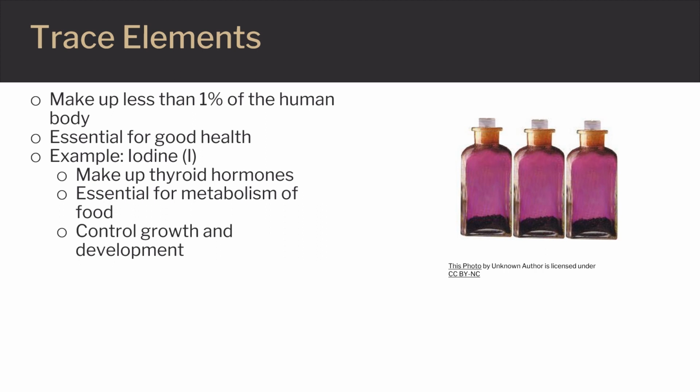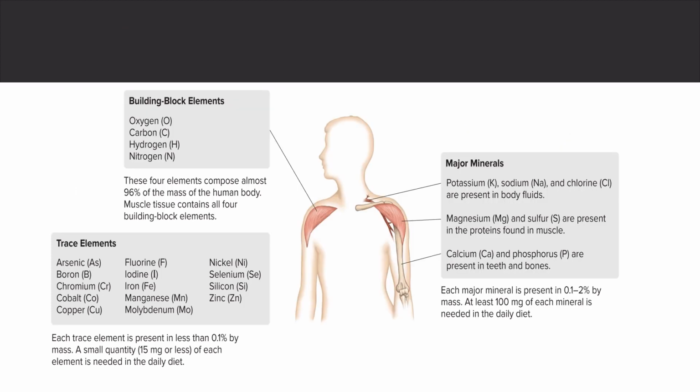The element iodine is needed for proper thyroid function. This is used by the thyroid gland to control growth and development. Let's look at some more elements in the human body. Many trace elements such as nickel, boron, and cobalt are needed in the daily diet, as are some major minerals such as potassium and calcium.